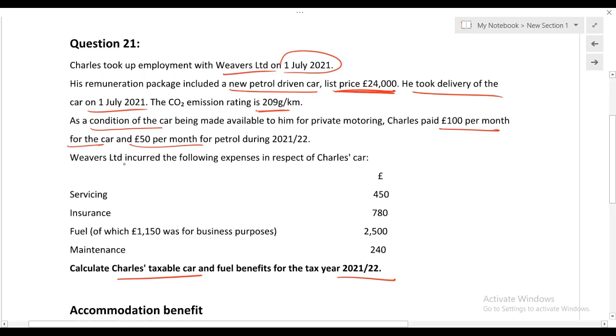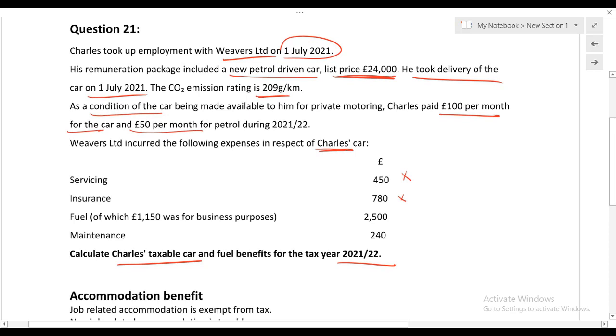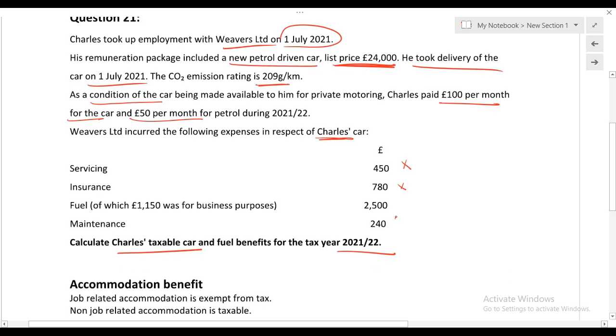Weavers Limited incurred the following expenses in respect of Charles' car. Servicing will not result in an additional benefit. Insurance will not result in an additional benefit. Fuel, we will see what to do. Maintenance will not result in an additional benefit. This 2,500 fuel will not result in additional benefit. Why? Because we have to calculate fuel benefit by using the method which is given by HMRC.